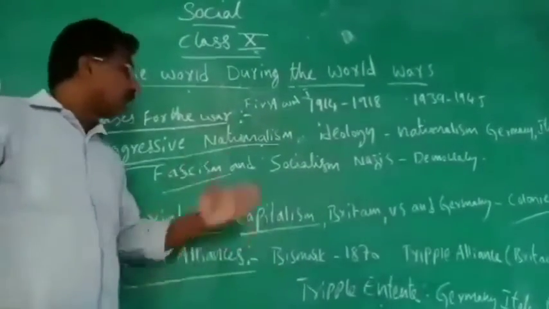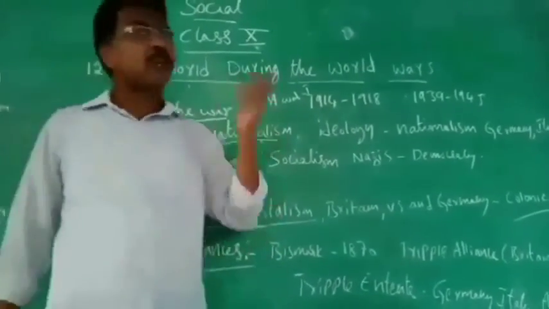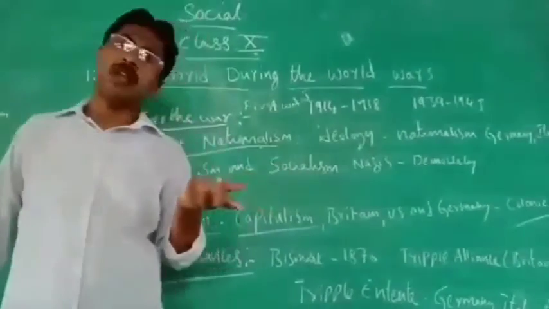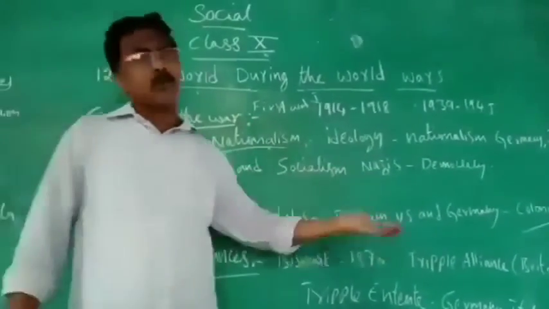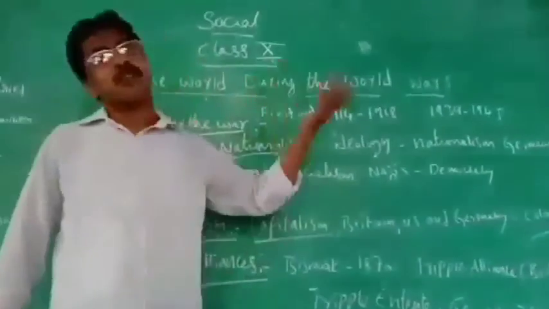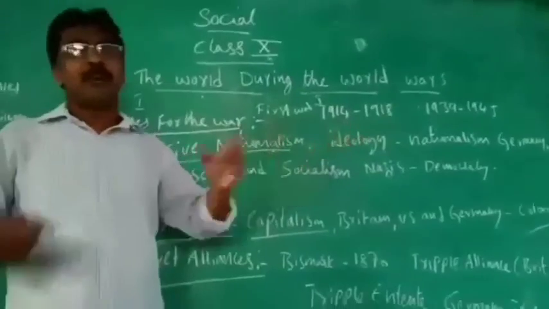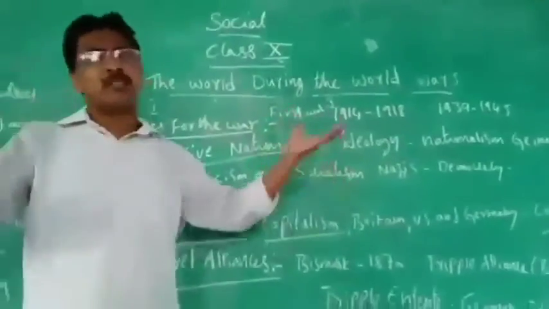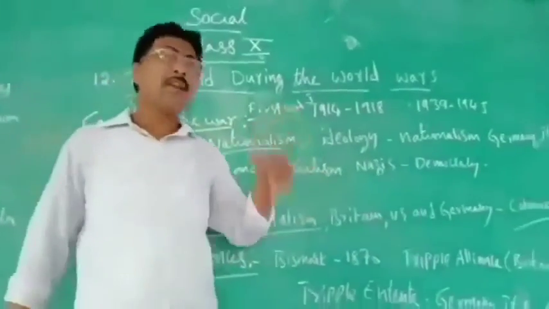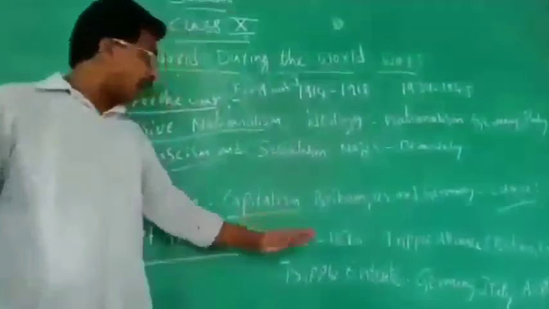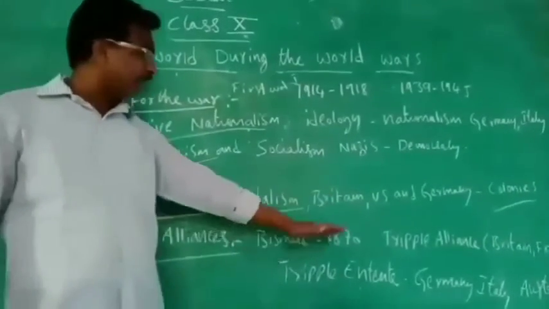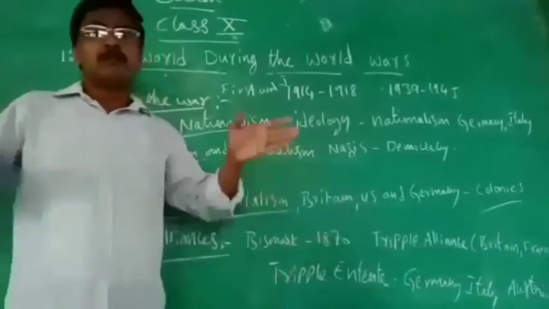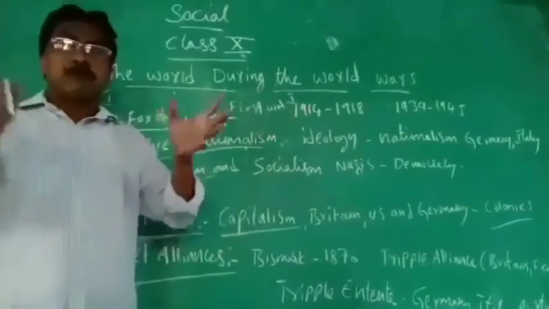I'll tell you. Before that, Bismarck was a ruler of Germany. After the unification of Germany, what happened? Bismarck went off, and France and Germany, everything was split. And after that, what happened? After the rule of Bismarck in 1870, some alliances they made.